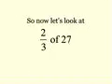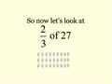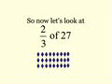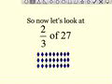So let's look at 2/3 of 27. We're going to have a group of 27 items. We're going to start with our whole group here, 27. And now we're going to think about making it into 3 groups.